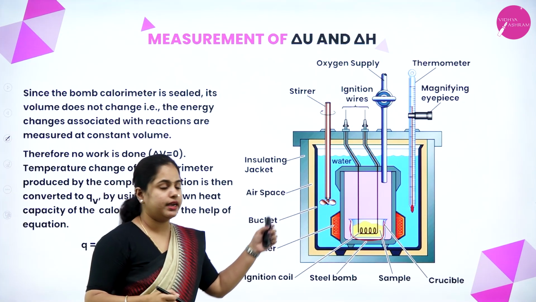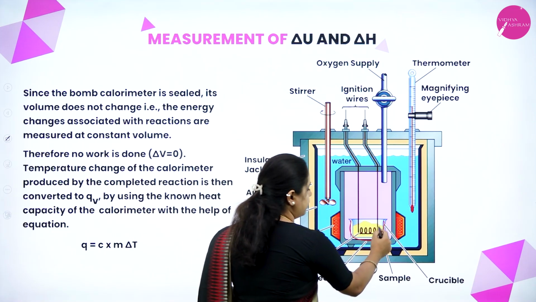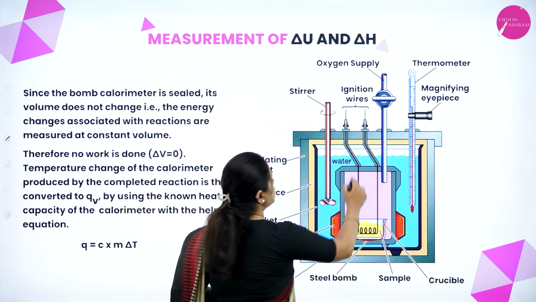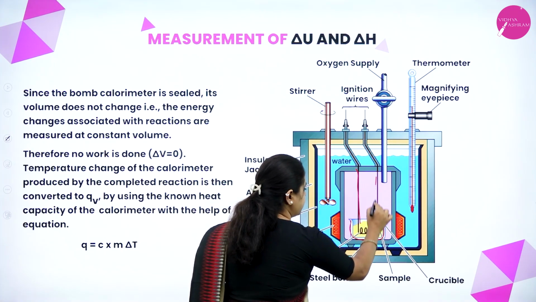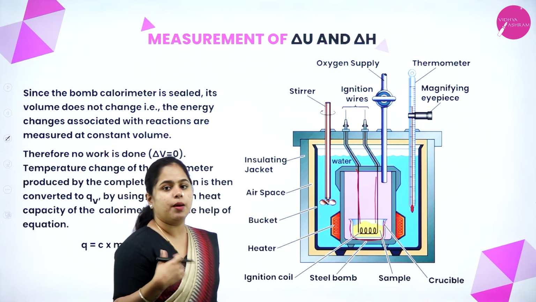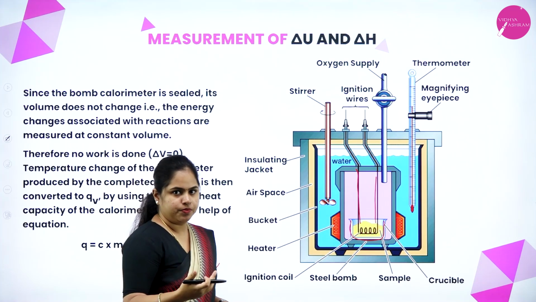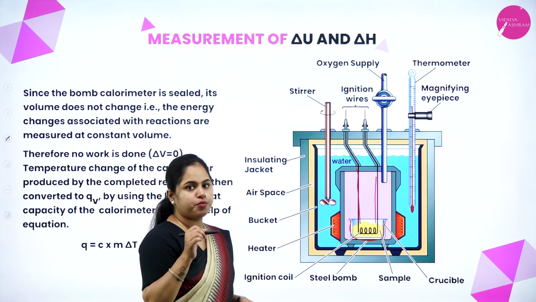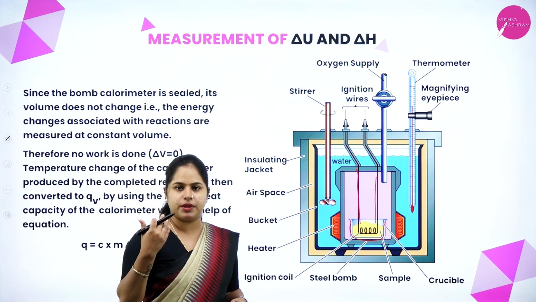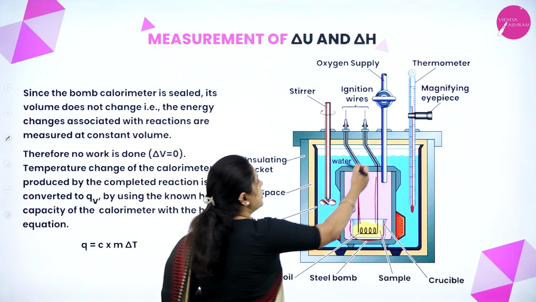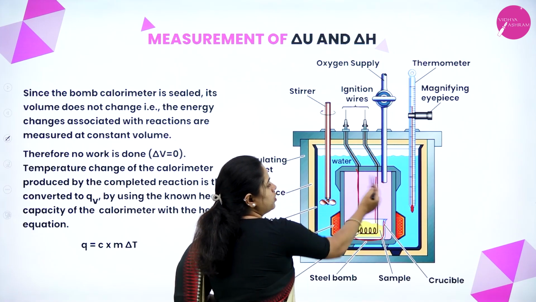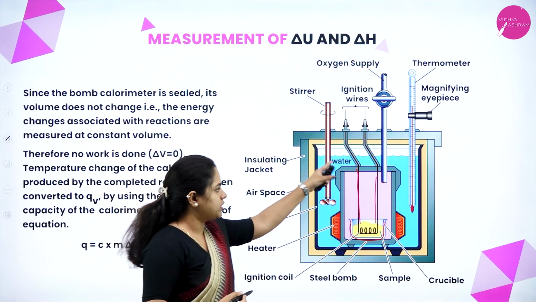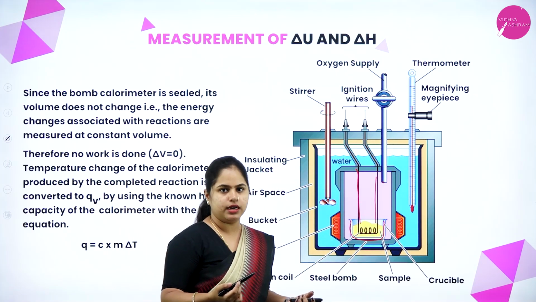So now, as I said, inside this bomb there will be the sample which is kept, and there are ignition wires here. You can see the wires here. Using this, the sample undergoes combustion, in the presence of pure oxygen, right? And that is being supplied through this pipe. You can see oxygen supply through this one. So the oxygen enters here, combustion will start taking place.